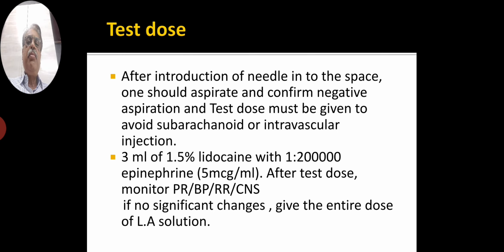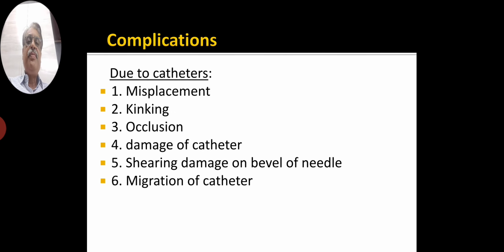Then we monitor pulse rate, blood pressure, respiratory rate. If there are no changes, then the entire dose of local anesthetic is given. If after giving the test dose, that is 3 ml of 1.5% lignocaine, there is an increase in heart rate by 30 beats per minute, that means it is intravascular. And if the patient is on a beta blocker, an increase in systolic blood pressure by 20 mmHg means it may be intravascular.